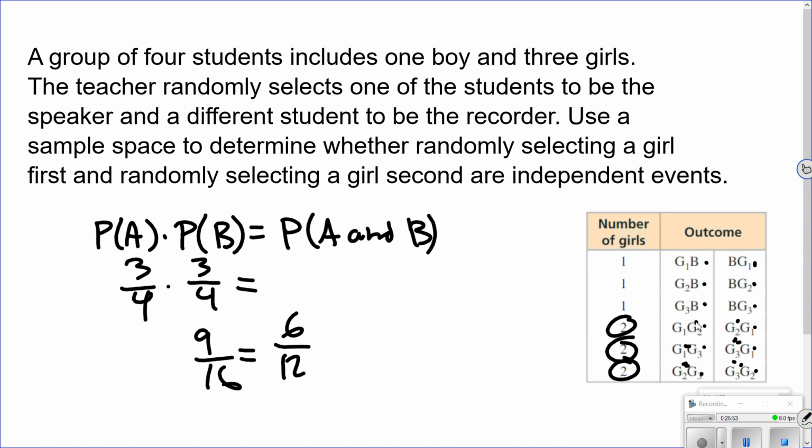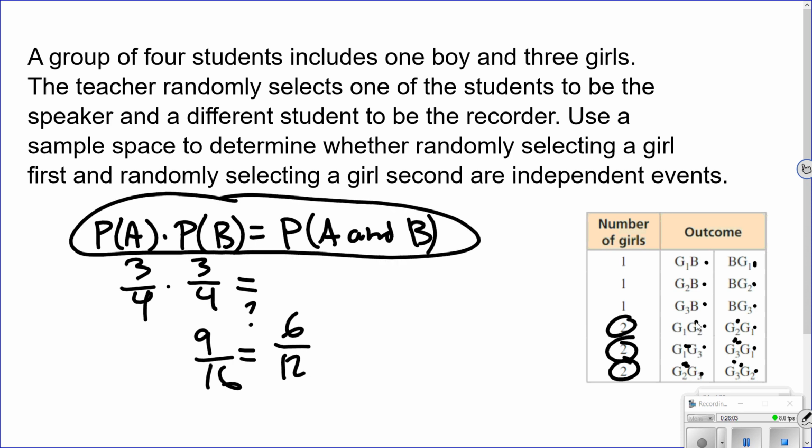So the question is, are those equal to each other? They're not, right? 9/16 does not equal 6/12. That means this didn't work. The probability of A times the probability of B did not equal the probability of A and B. So the question was, are they independent? And the answer is no, because they were not equal to each other. So that's a way you can test to see if 2 things are independent or dependent of each other. Let me show you another example.